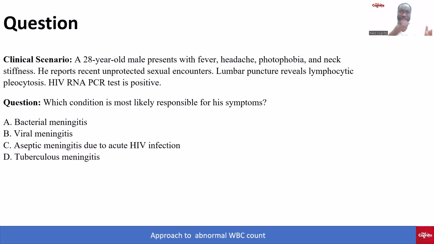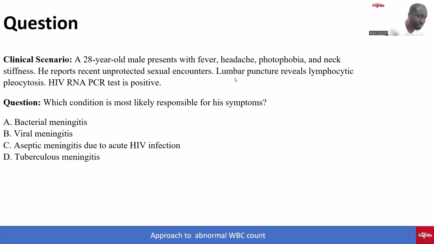High-risk sexual behavior, neck stiffness, photophobia, headache, fever. But the lumbar puncture reveals lymphocytic pleocytosis, and the HIV RNA PCR test is positive. Which condition are you thinking about? Are you thinking about bacterial meningitis? Viral meningitis? Aseptic meningitis due to acute HIV infection? Or tuberculous meningitis?